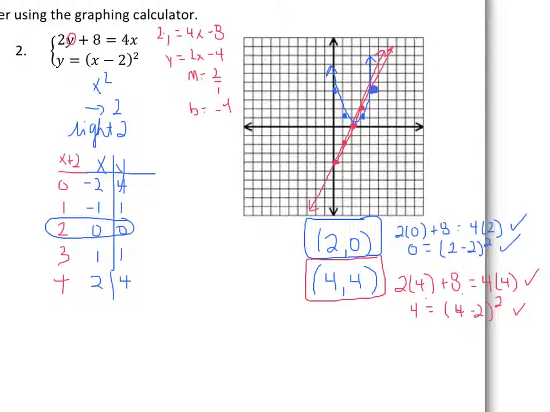And that's typical when you have a quadratic. You could have 2 solutions, you could have 1 solution, you could have no solution. And if you're doing a linear and a quadratic, you wouldn't have infinitely many, because that would mean that the line would have to match up with the quadratic, and that's not going to happen.